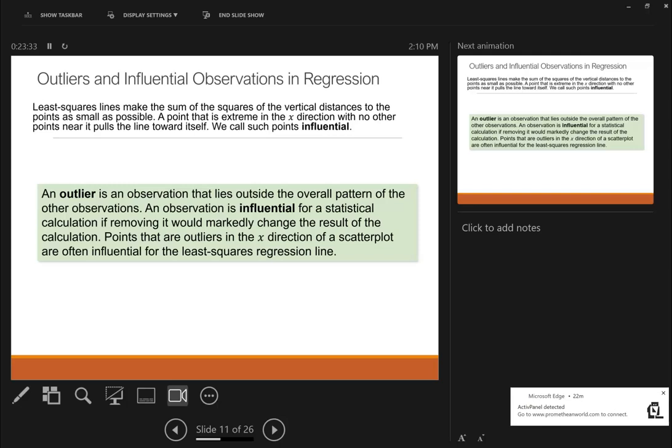An observation is influential for a statistical calculation if removing it would markedly change the result of the calculation. Points that are outliers in the x direction of a scatter plot are often influential for the least squares regression line. That's what we just saw there, when we removed that child, 19, it just tanked our R value, right? We went from moderate to Hoopsville. Everybody okay?